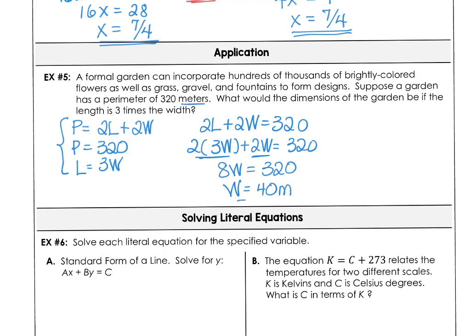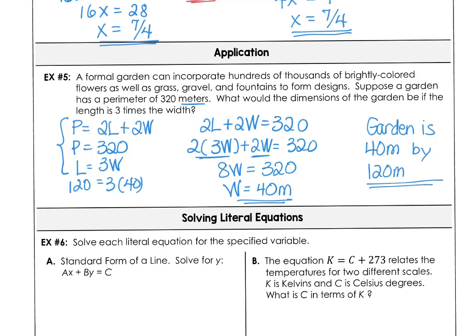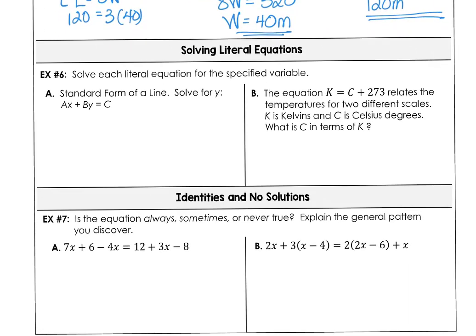So the width of the garden is 40 meters. And if the length is 3W, then 3 times 40 gives us the length of 120. So we know that the garden is going to measure 40 meters wide by 120 meters long. So we know the measurement of the garden. And then 2 more to go.